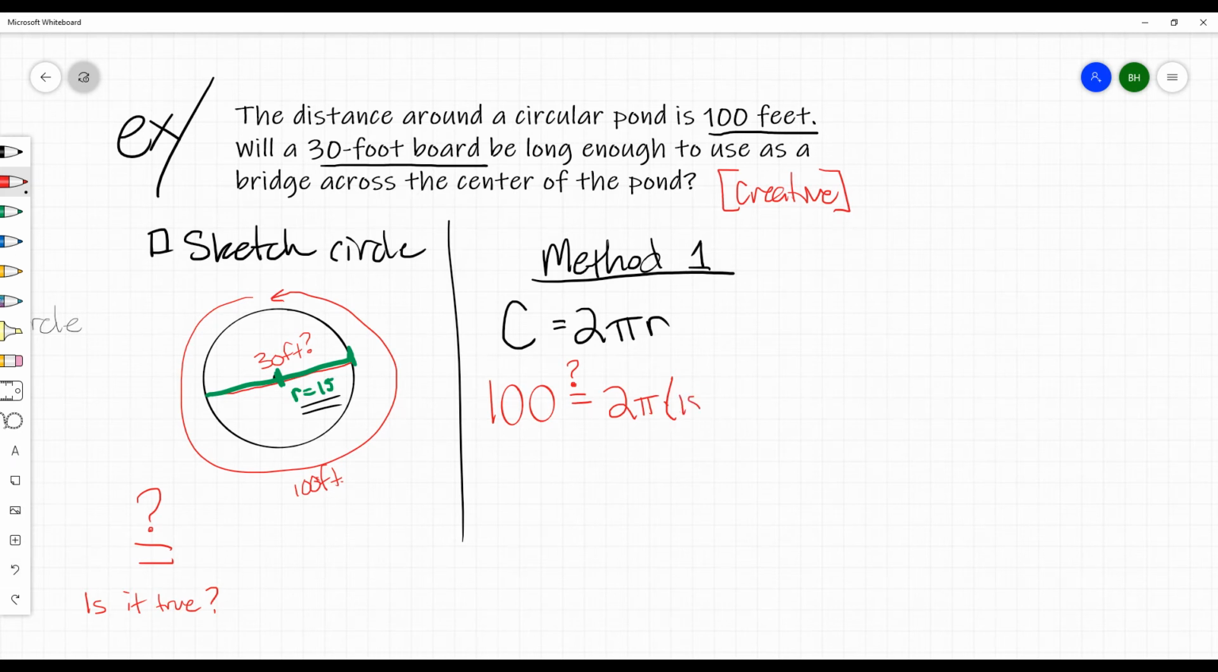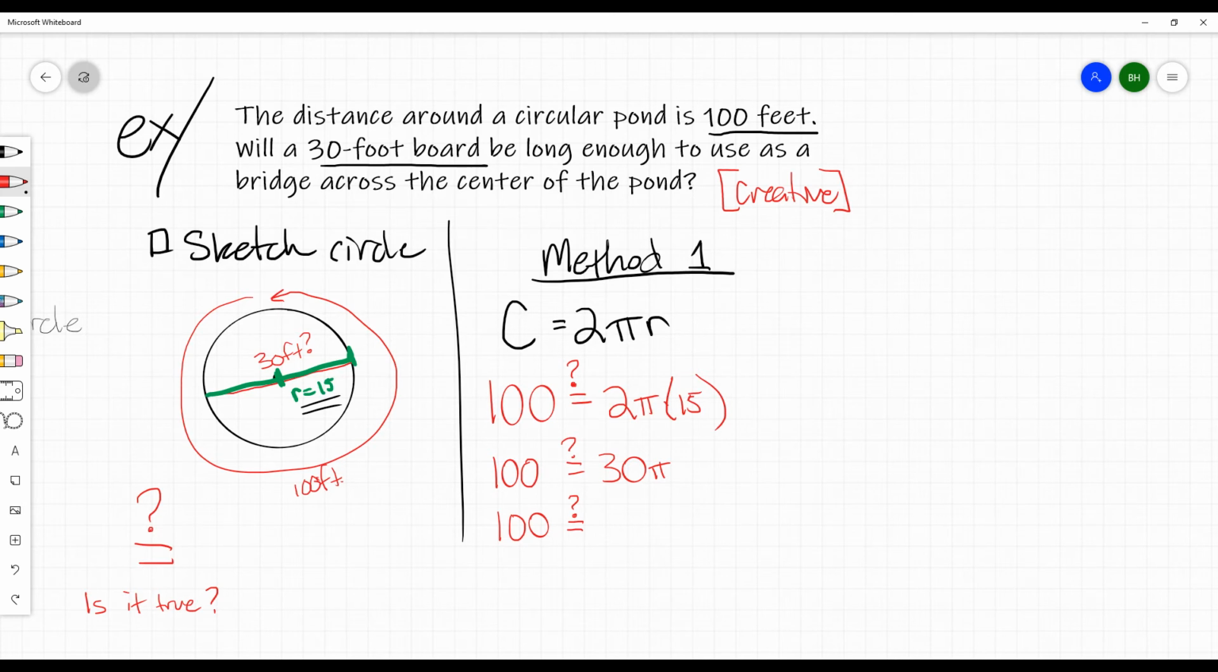For a pond that has a radius of 15. Okay, so if we go ahead and we solve this, we get 100 equals 30 pi. Here comes the 30 again. Remember, it's pi times d. And then we solve this. I'm going to still put the question mark there. 100, we don't know if that's going to equal 30 times pi.